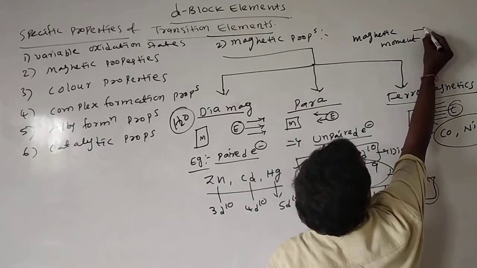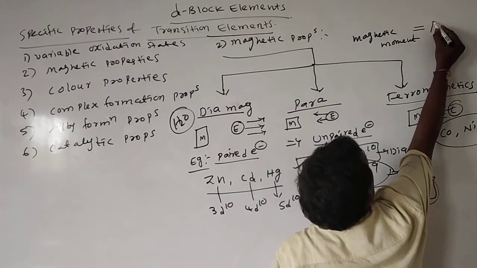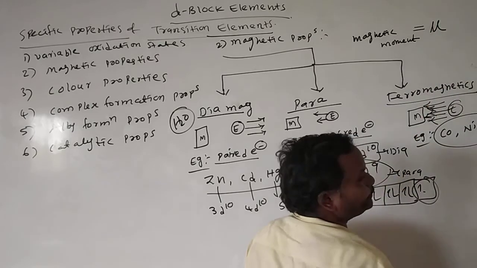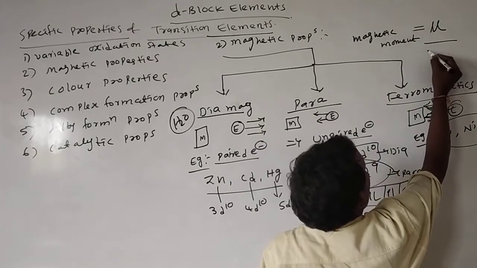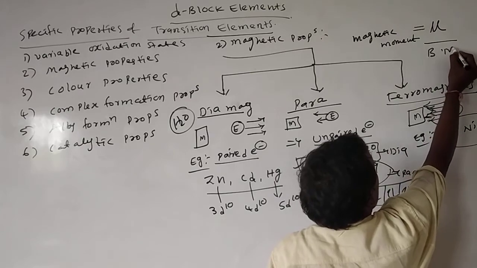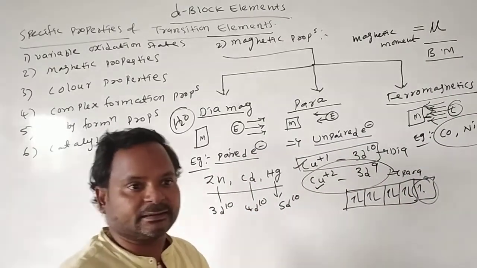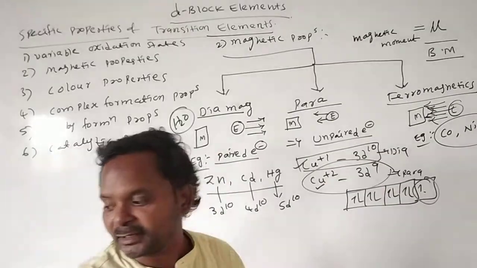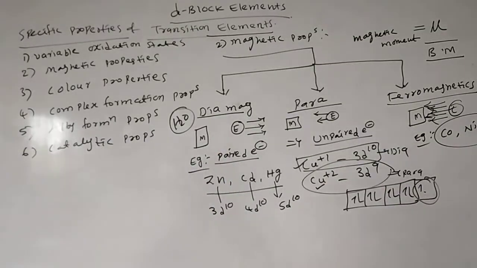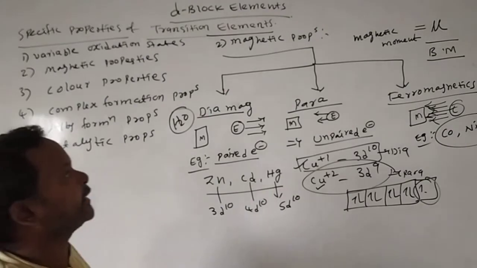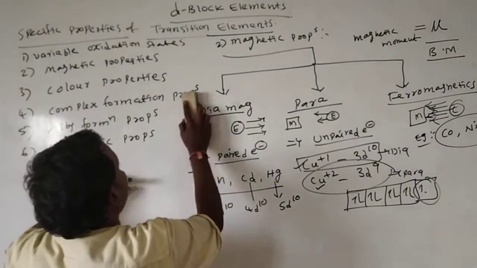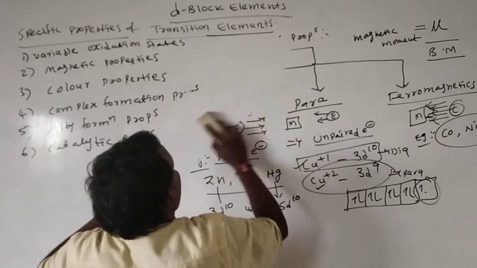The magnetic moment is indicated with mu. The unit for magnetic moment is Bohr magneton. The magnetic moment of any element is calculated by using one principle. We'll see that principle in continuation.